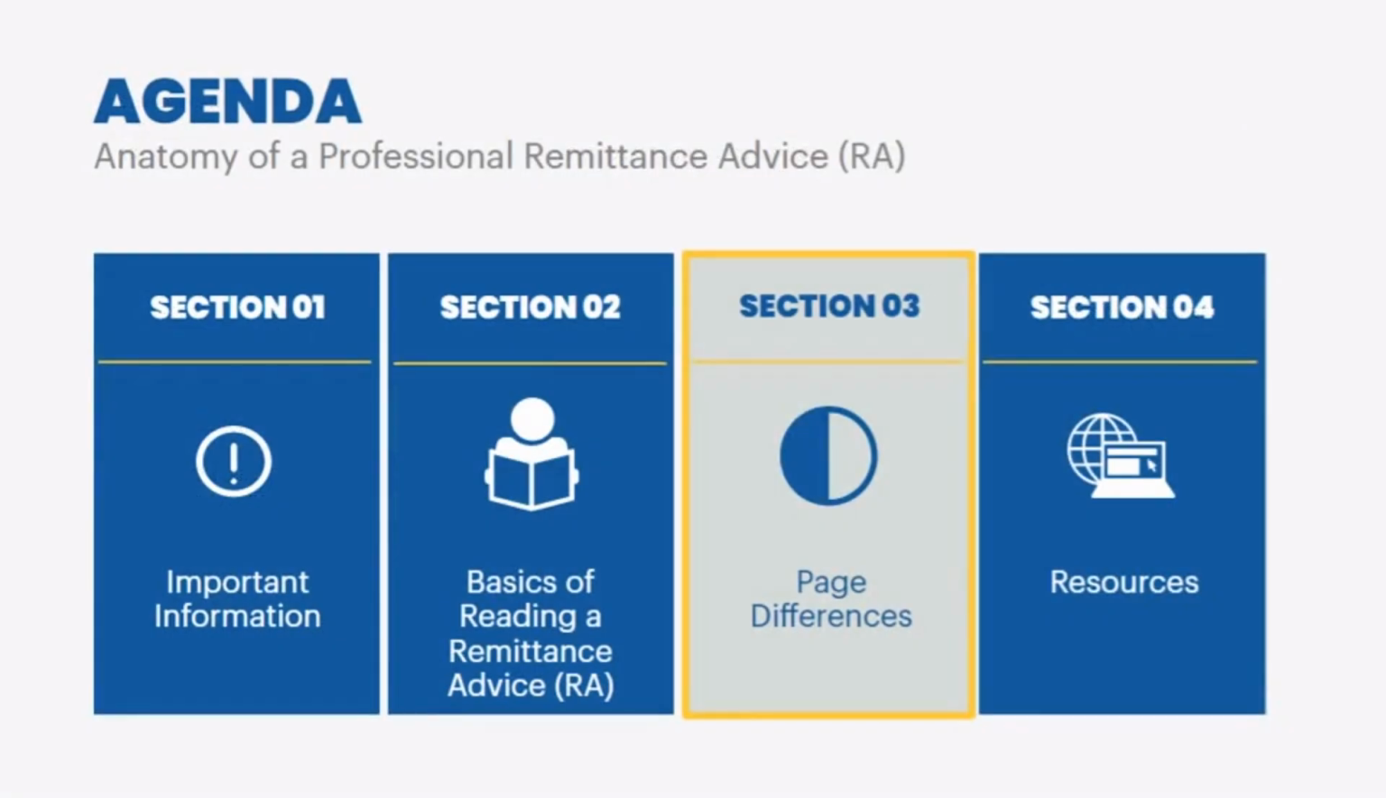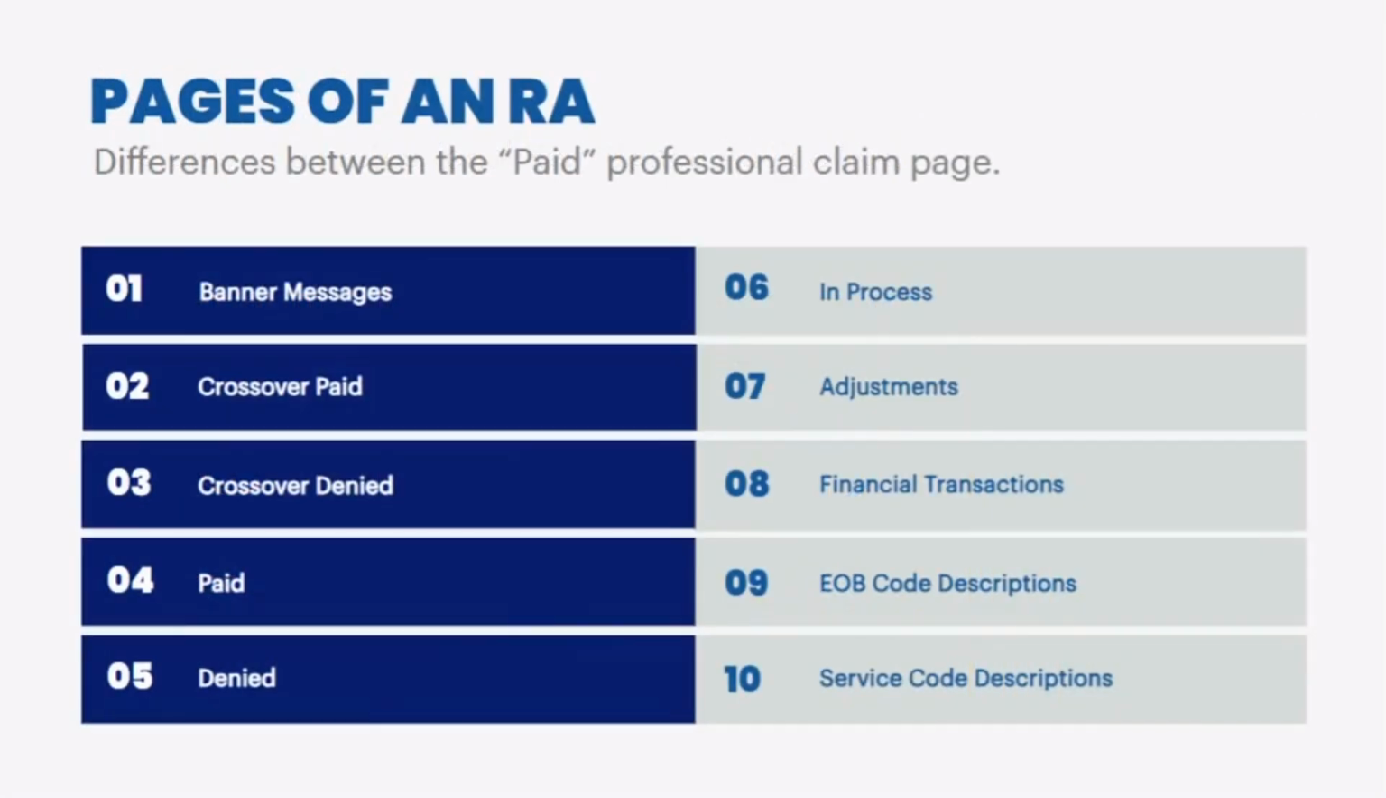Section 3 will compare the remaining claims pages to the paid claims page from Section 2. Only the differences on these page types will be covered. The basics of how to read the document remain the same. As a reminder, page types will show in an RA when there is a claim meeting the criteria for the financial cycle being reported. The pages will go in the order shown on the screen.